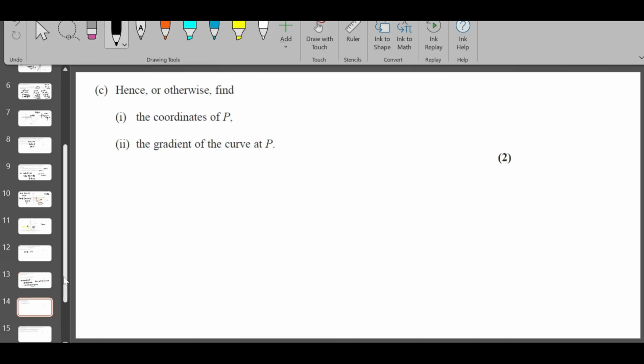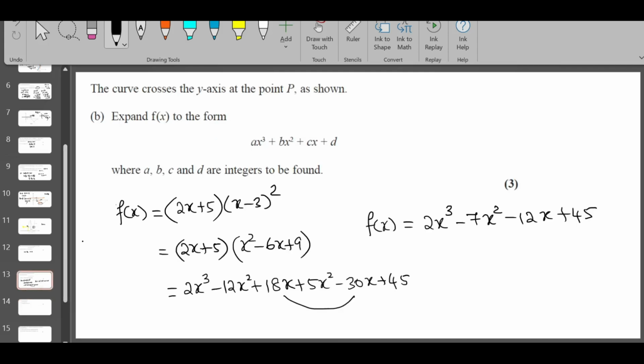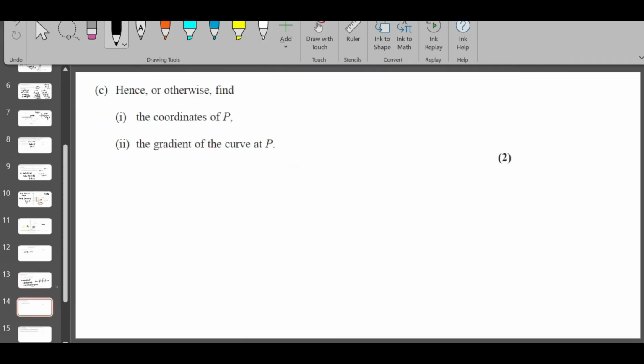Part C now. Hence or otherwise, find the coordinates of P. P is the place where the curve crosses the y-axis. So you need to replace x by 0. So you will straight away get 45. So you can just write P of 0, 45.